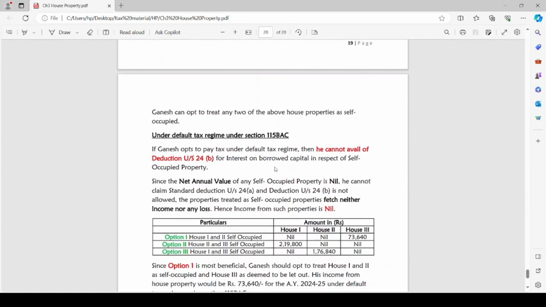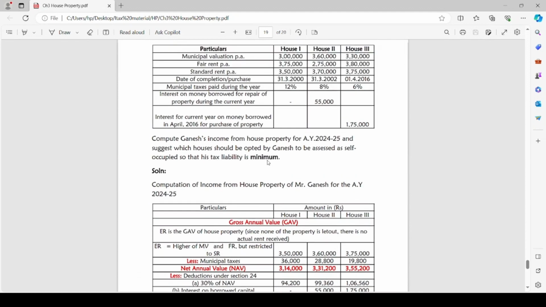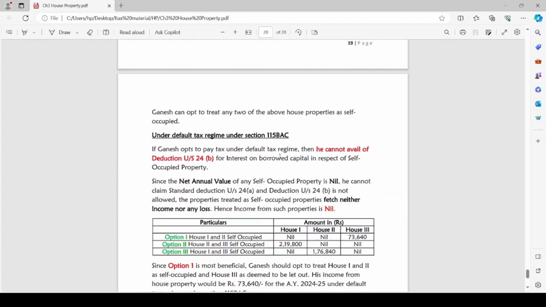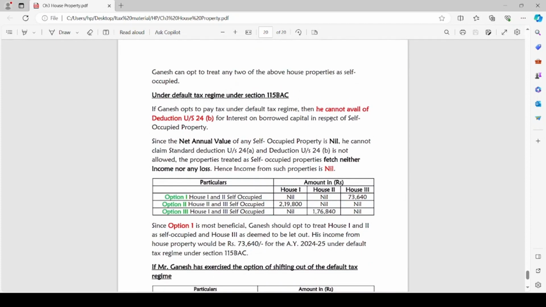Now, we know that an assessee can claim any two of the house properties he is holding as self-occupied properties. He should treat any two of the house properties as self-occupied, and any other properties the assessee is holding will be deemed to be treated as let-out property as per the income tax law. So, in the case of Mr. Ganesh can opt to treat any two of the above house properties as self-occupied if Mr. Ganesh is paying tax under the default tax regime.